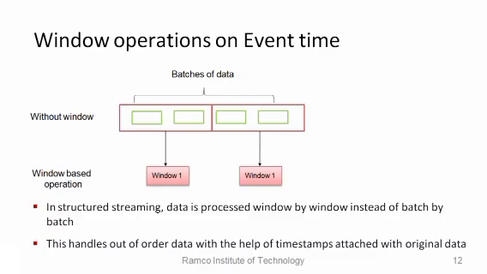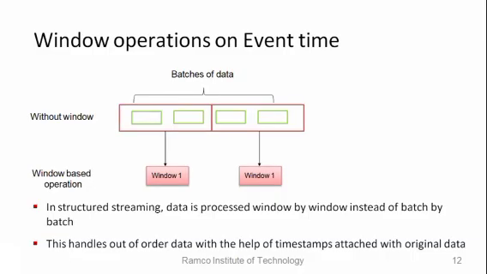It supports various data formats and sources, including HDFS, S3, Kafka, Parquet, and JSON. And the next important thing is window operations on event time. See this diagram: without window, the data can be classified or categorized into batches, but in window-based operations, the data can be grouped into a window. Windowing is a technique associated with stream processing, especially stateful stream processing. It is used to divide a continuous data stream into smaller finite chunks called streaming windows.